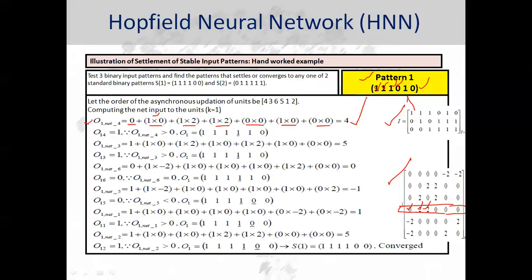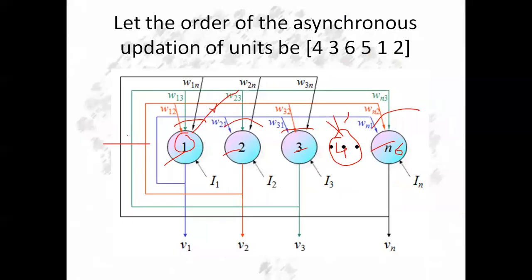Now we have to apply the activation function discussed earlier. As it is a positive term, the activation function will result in 1. So the output for the fourth neuron will be equal to 1. This will result in 1. And we know now this output has to be fed back.